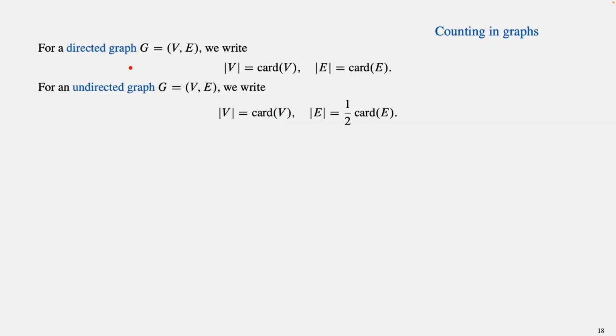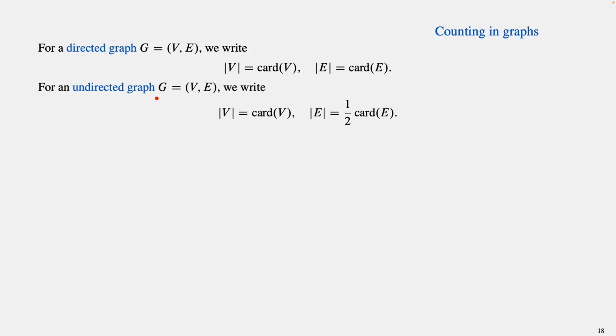We use the following notations when we count objects in graphs. So for a directed graph G with vertex set V and edge set E, we use this notation for the cardinality of V. Assuming that we have a finite set, this is the number of vertices in the graph. And straightforward for the edges, we use this notation for the cardinality of the edge set.